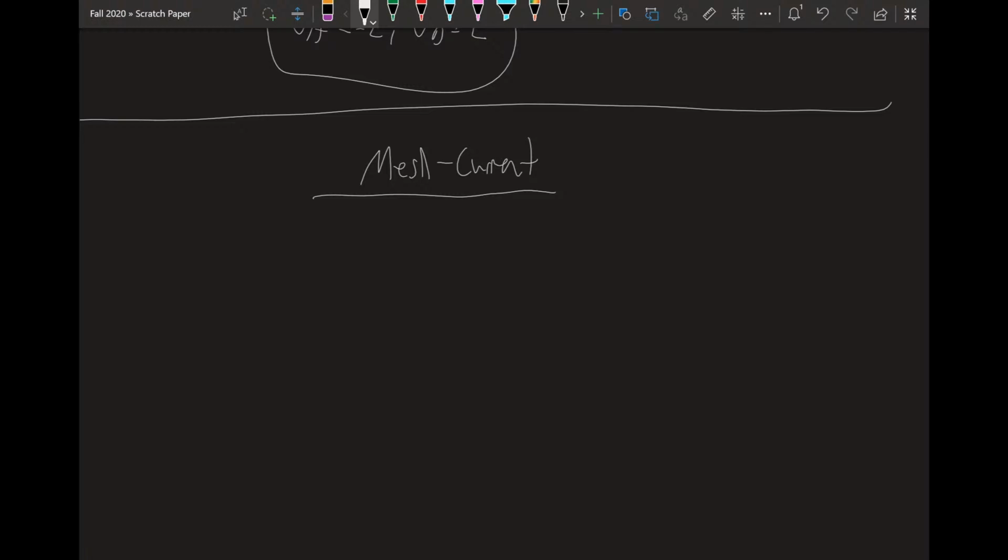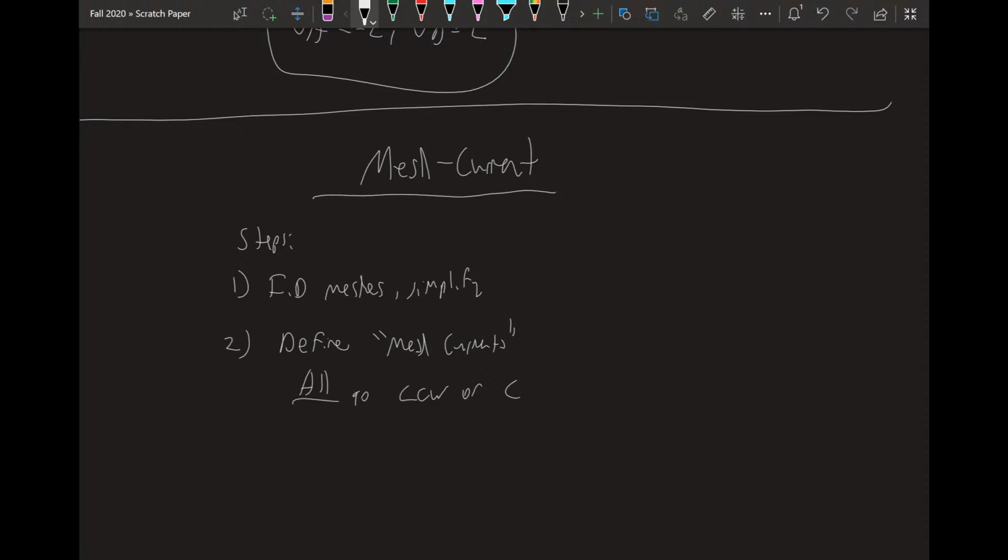Okay. So, like before, I'll talk about the steps I like to use to go over mesh current. Steps. So, first step, identify your meshes. Figure out where your meshes are, and then also simplify if possible. Step 2. Like before when we defined our node voltages, we need to define our mesh currents. Now, you can define them in any direction, but they should all go counterclockwise or all clockwise. It doesn't matter which way they go. They can be going this way or this way, but make them all go the same way.